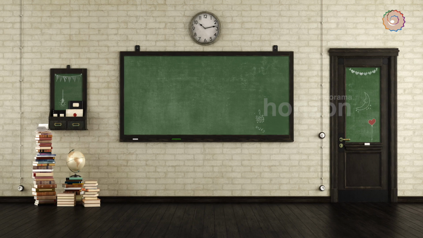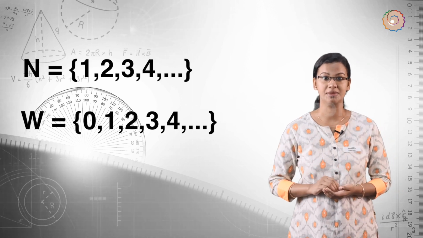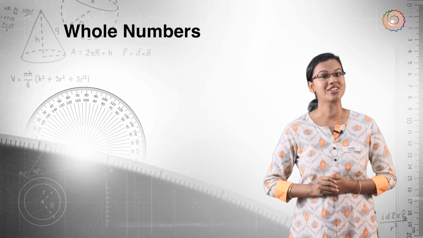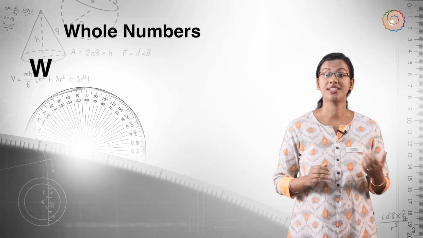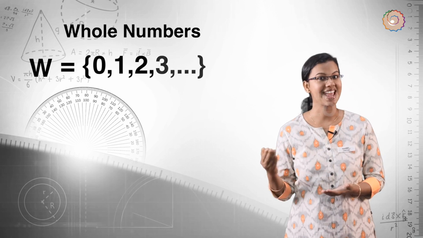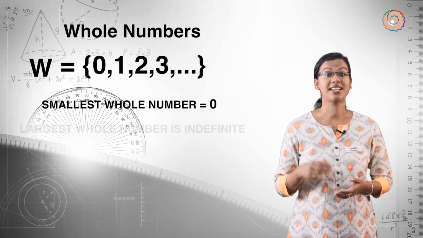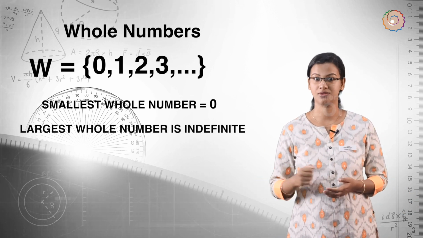Now let's go back to the classroom. If no students are present, then the number is 0. And if we include the 0 with the natural numbers, we get whole numbers, which is denoted as W, where W equals the set of 0, 1, 2, 3, etc. So the smallest whole number is 0 and the largest whole number is indefinite.